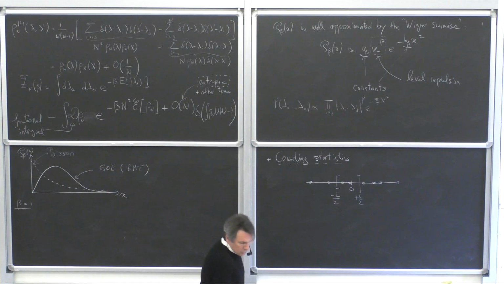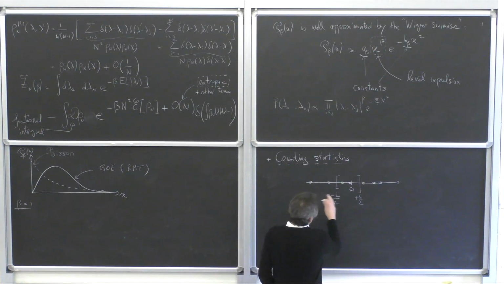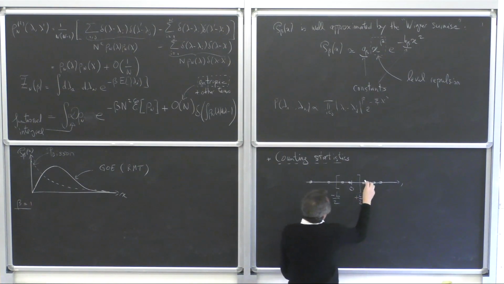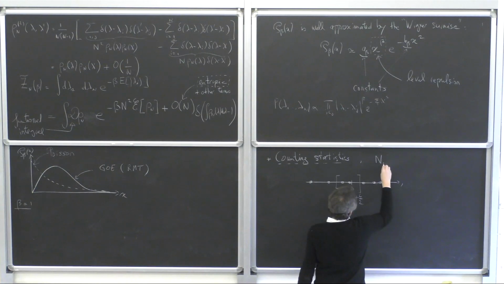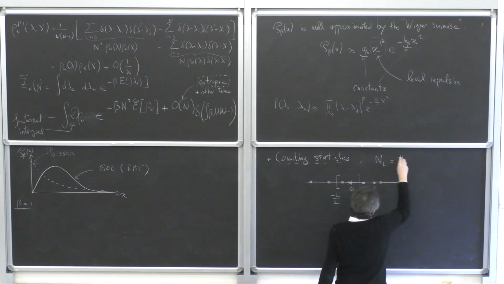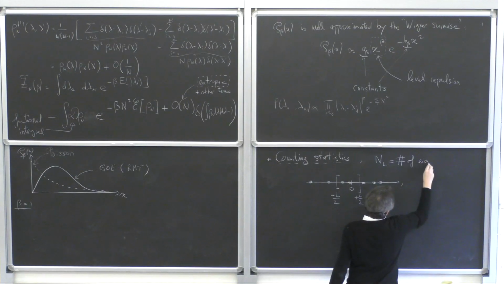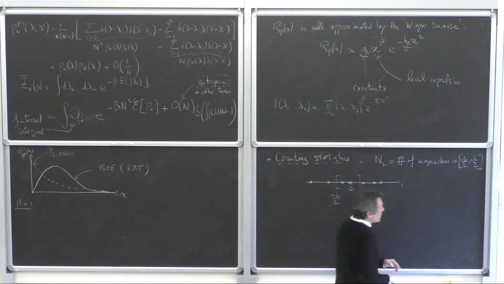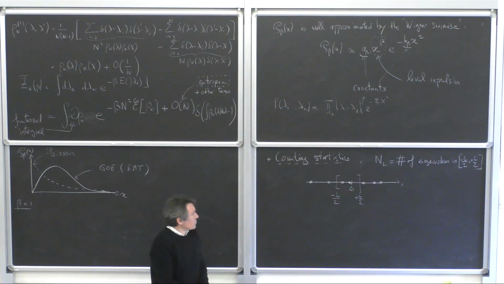And what you would like to look at, and that's the subject of counting statistics, is basically the statistics of N_L. So N_L is just the number of eigenvalues in this interval, minus L/2 to plus L/2. To describe the statistics, computing the full distribution is a bit more complicated, but let's look at the moments of this random variable.